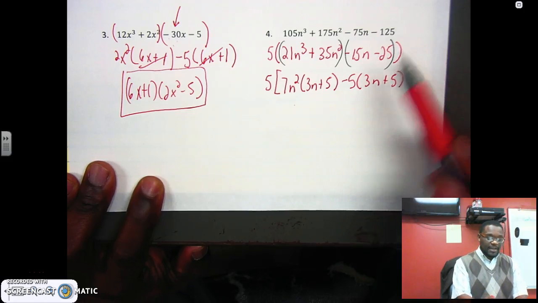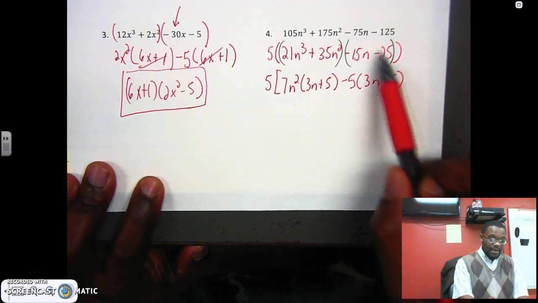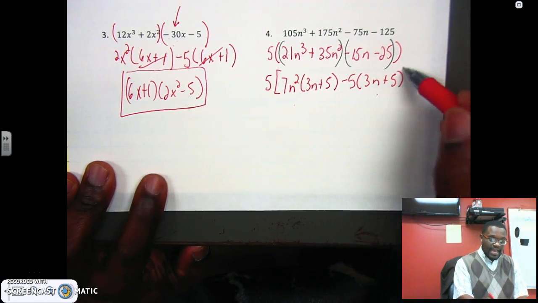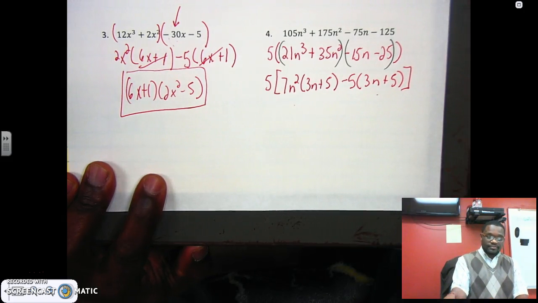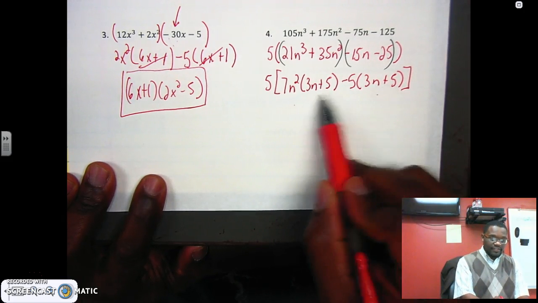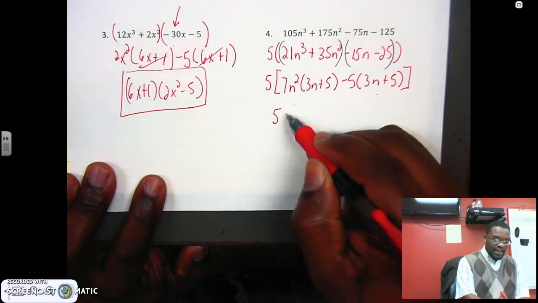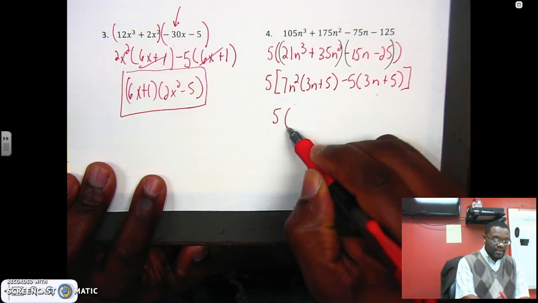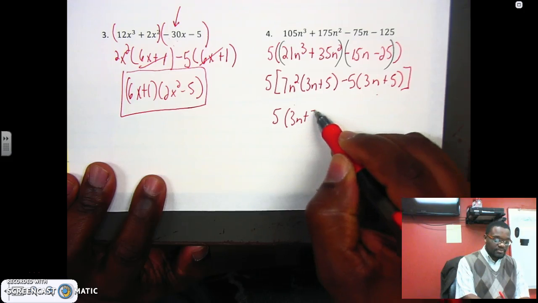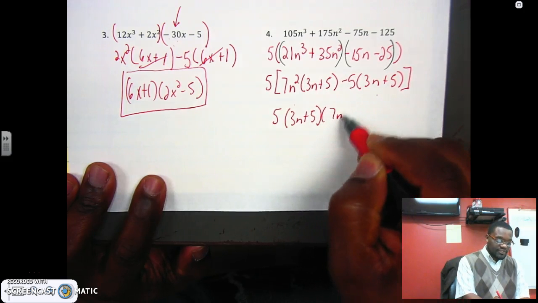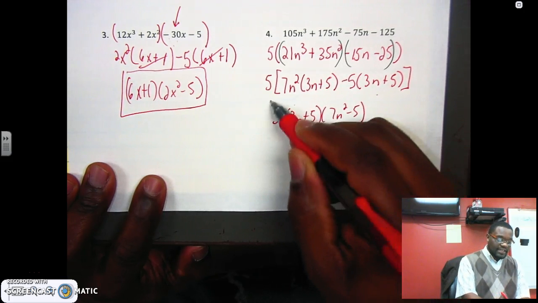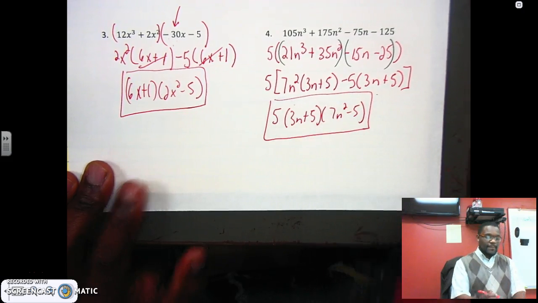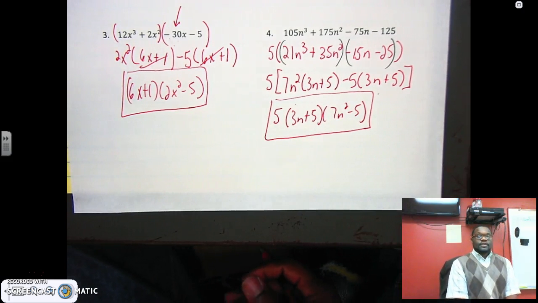Now, I didn't make that up. I didn't look over here and say this one has to be the same. I let this tell me what I had. And now I notice that I have a common factor. But you can't forget the 5. You can still use the brackets if you like, but I'll go ahead and say parentheses 3n plus 5, 7n squared minus 5. And there you go.